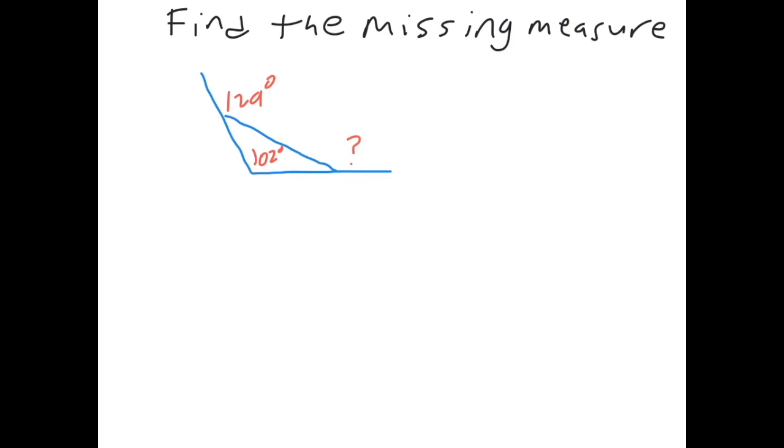Well, first thing we want to do is find the interior angle here. So if we have this exterior angle, we know that this interior angle is just 180 degrees minus the exterior angle. So, 180 minus 129 will give us 51. So we know that this angle right here is 51 degrees.